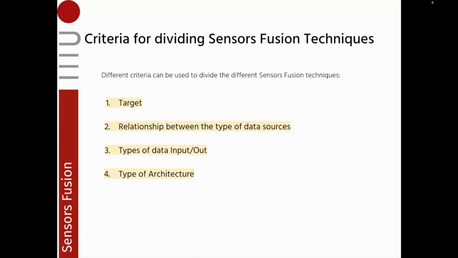So here in this slide, we have the criteria to distinguish the different sensor fusion techniques. I chose 4 main criteria, which I think are interesting for our lecture. The first one is the target: what is the target of our algorithm? The second one is the relationship between the type of data sources. The third one is the type of input and output. And the fourth one is the type of architecture. We will see all these 4 criteria in the next slide.